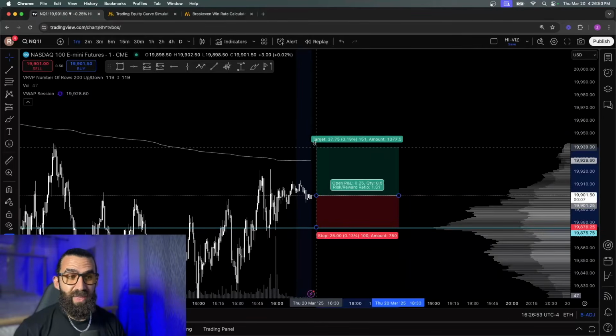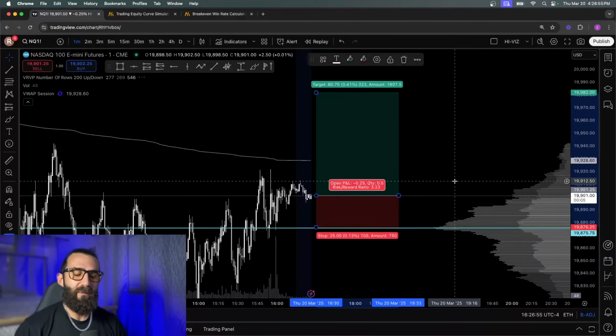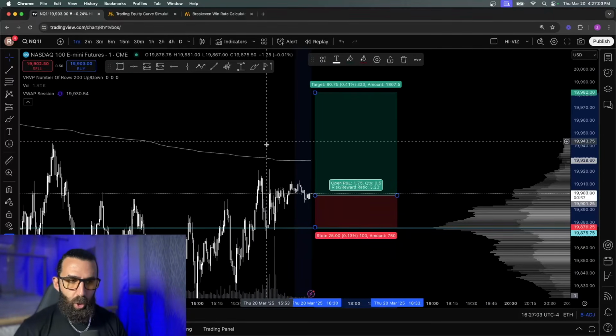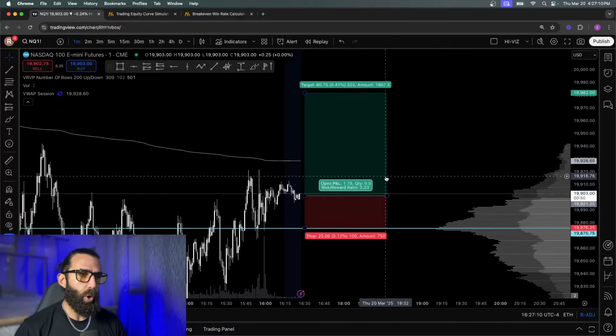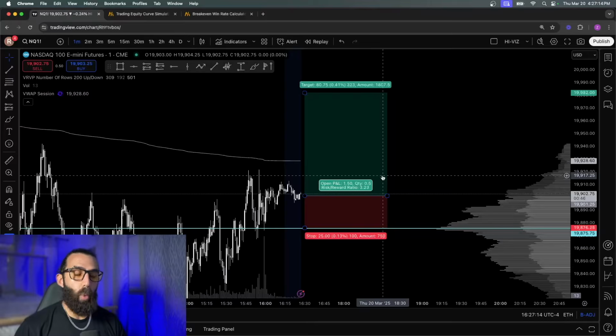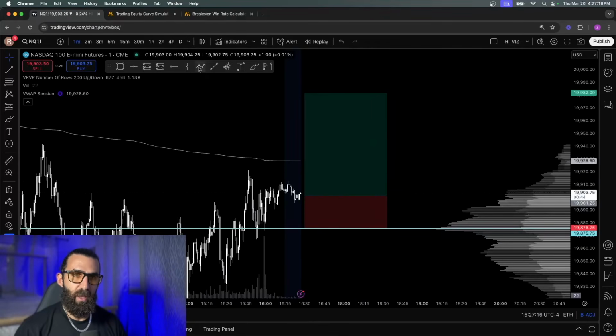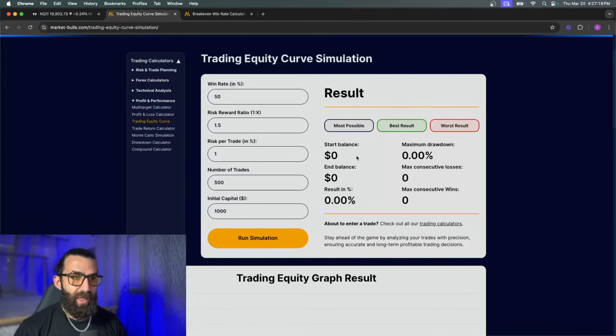What I will say, with a higher risk to reward and lower win rate, the distribution of wins and losses is going to look a lot different than just a 1-to-1 or a negative risk to reward. You're going to incur more losses, but your winners are going to outweigh your losses. You are going to go on larger losing streaks. You're going to withstand more consecutive losing trades. This is all displayed in an equity simulator. We can utilize this. Both of these are free. I'll link them below the video, the break-even win rate calculator and the trading equity simulator.